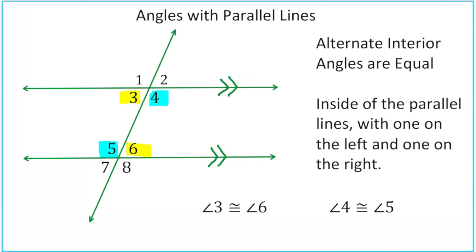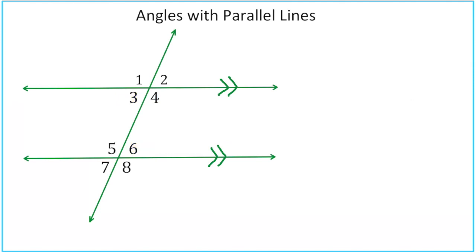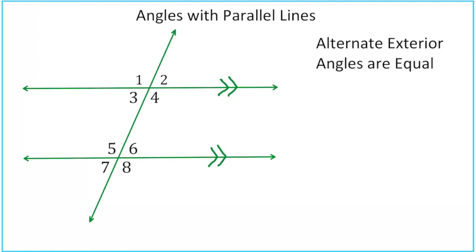Next up, we're moving to the outside. Guess what those are going to be called? Now, we will look at alternate exterior angles. And these are also equal. And you might guess what this means. They're just like alternate interior, except instead of inside the parallel lines, these are outside of the parallel lines.